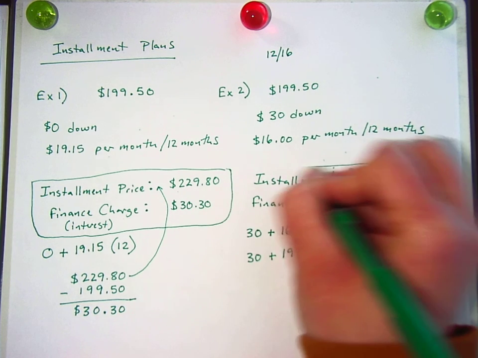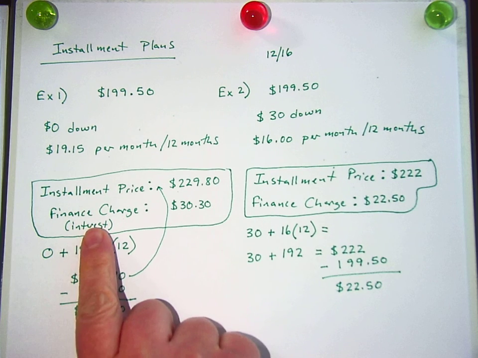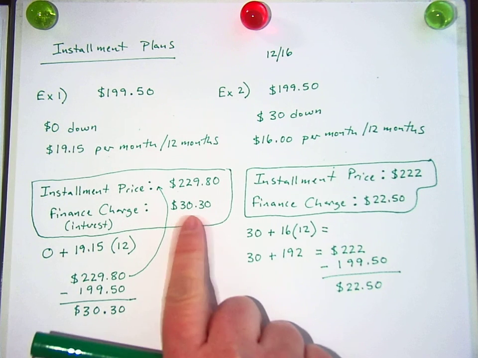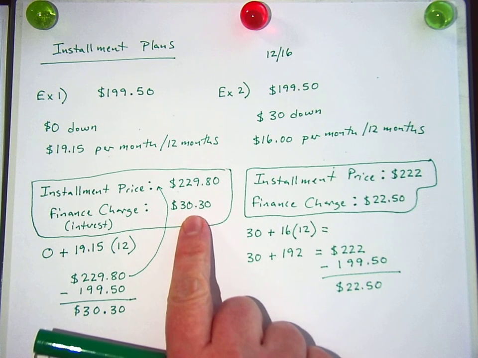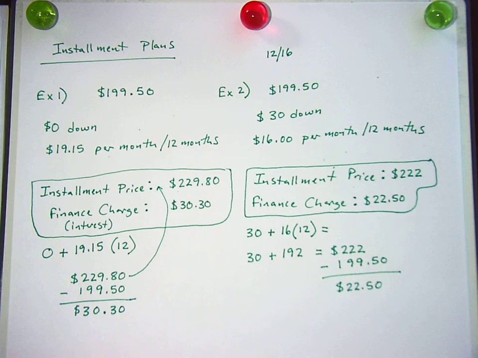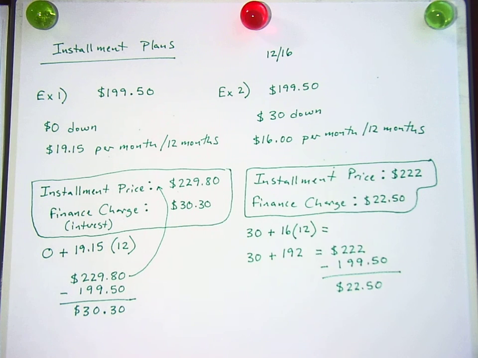So it kind of lets you see that if you do a finance charge, if you pay nothing down right away, your interest is going to be more. But if you pay money down right away, your interest is less because basically you're paying less overall because you were willing to put some money down in the first place.